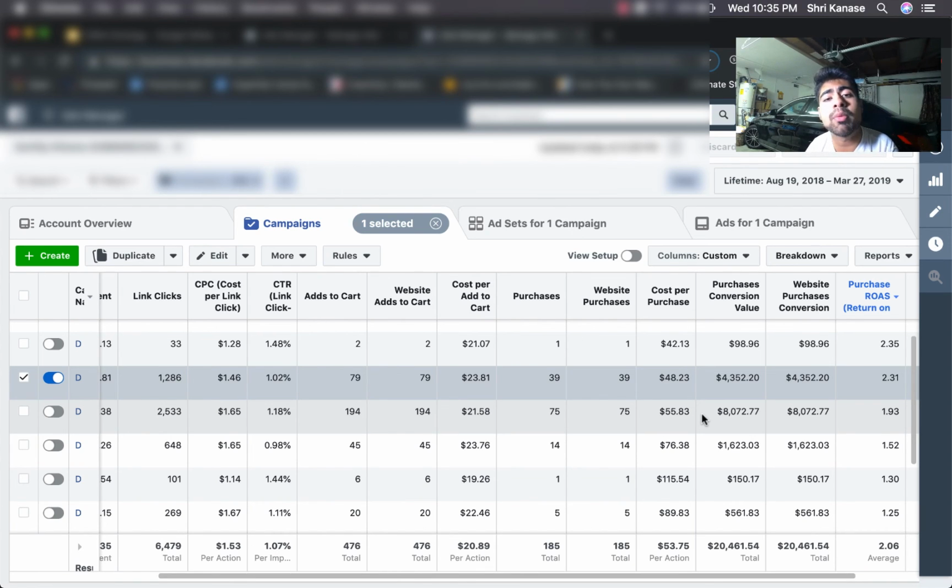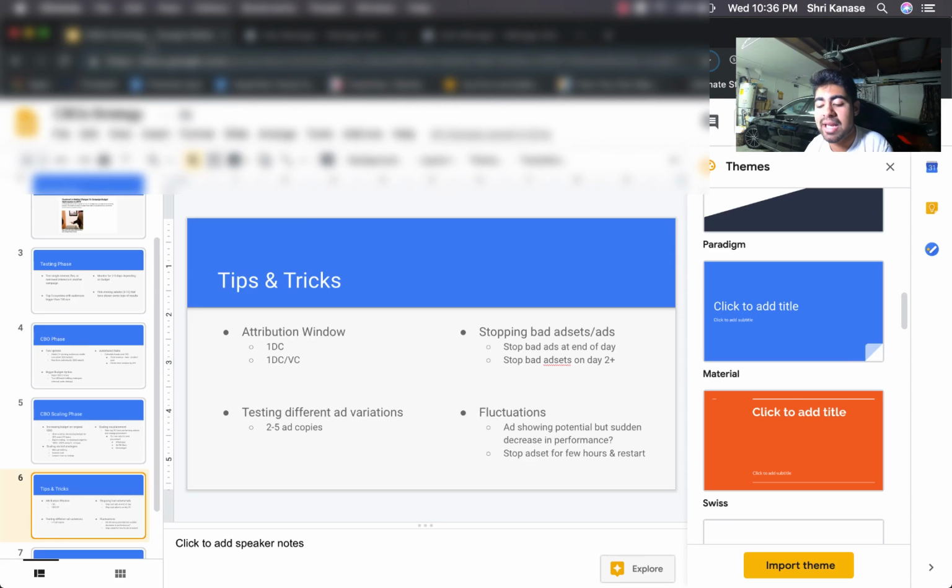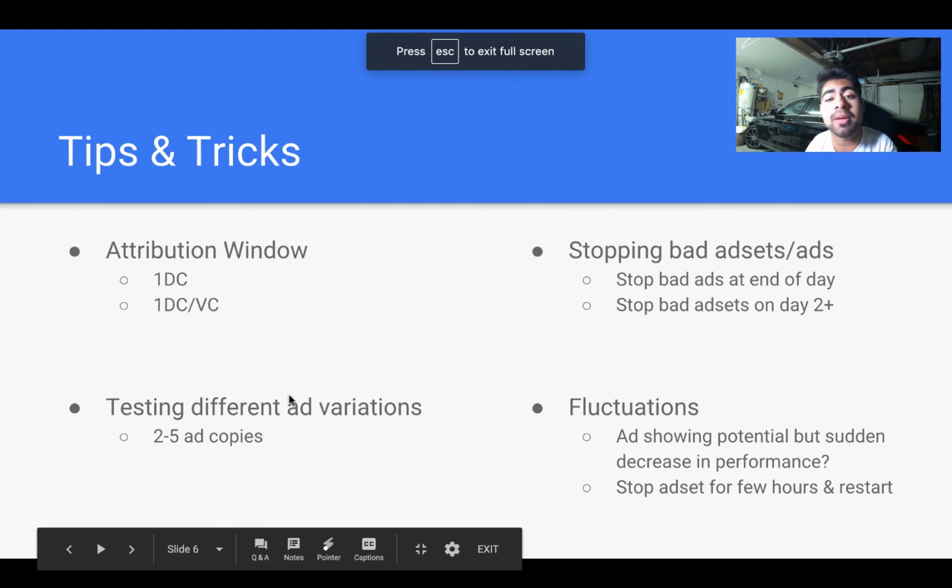But again, you want to only run these CBOs or the ad sets within each CBO until they give you profits, because once they stop being profitable, you want to be aggressive in shutting them off. But overall, the CBOs work really wonders when it comes to scaling good ad sets. But let's go back to our slideshow and continue on. Now I want to go over some tips and tricks when it comes to CBOs.